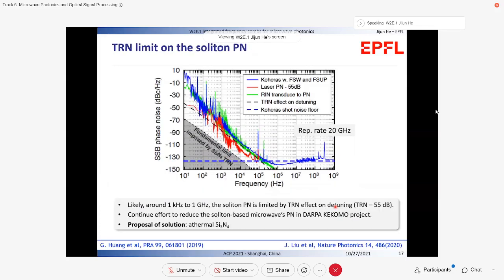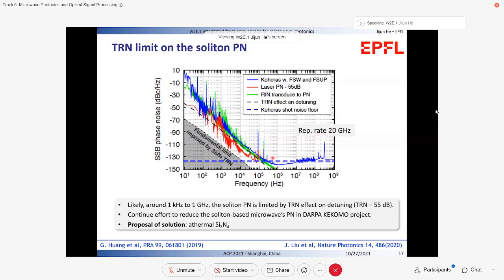Now we can plot these TRN curves together with the soliton phase noise and the noise transduction of the fiber laser in one figure. It can be seen that the soliton phase noise is not only limited by the laser RIN, it is also limited by the TRN effect on detuning between 1 kHz and 1 GHz, seen in this dashed black line.